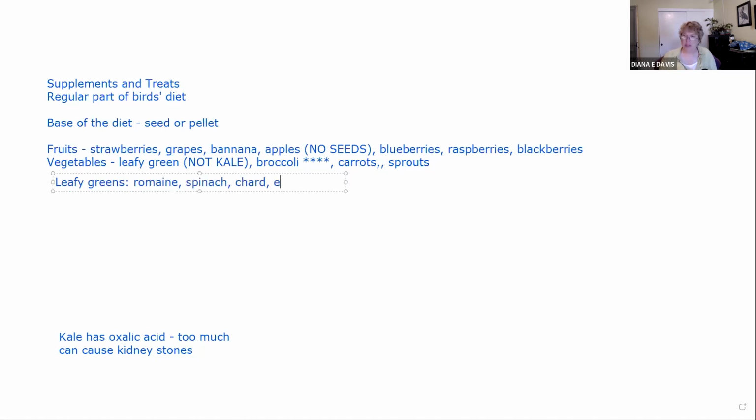Escarole, sure. Dandelion greens, as long as there wasn't pesticide or insecticide sprayed on them. Dandelion is good. Iceberg lettuce is largely water and there's not very much nutritional value. Arugula would be good. Basil, not necessarily a leafy green, but it's a leaf. That could certainly be something you could try them on.